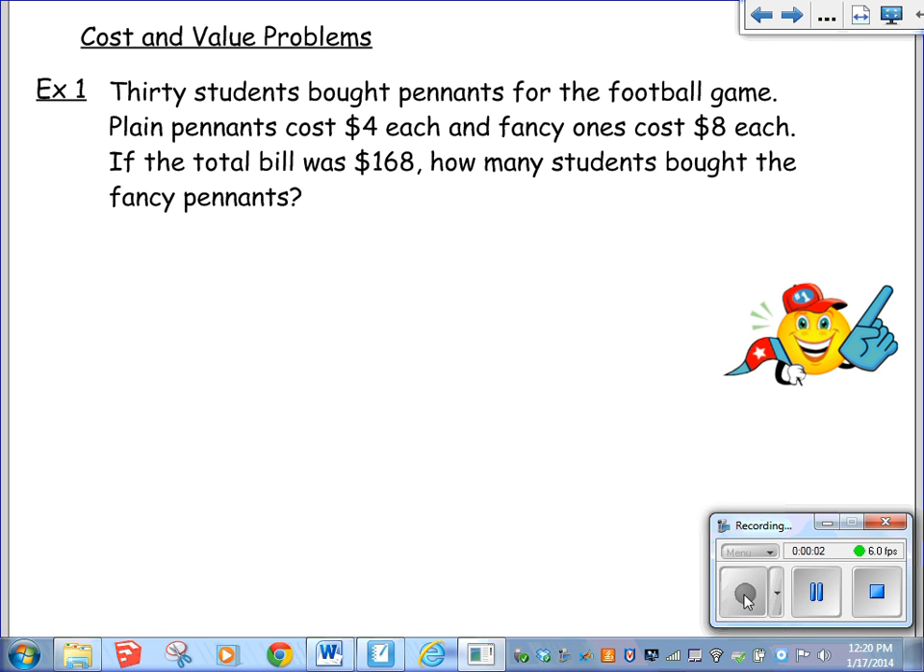Well, this example 1 is about pennants, and just so you make sure you're clear, this guy right here is holding a pennant. That's a pennant. Okay, that's what this problem is about. Knowing that, Michael, will you read the problem for us?